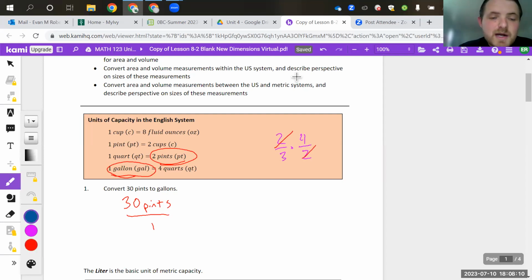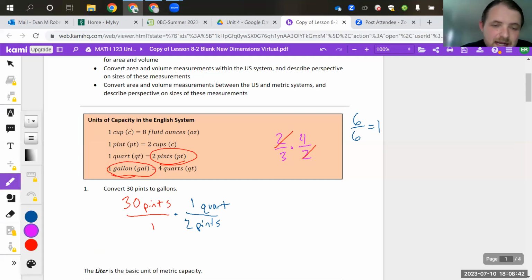So what I know about pints is that there are 2 pints for every 1 quart. And the reason I'm allowed to do this in blue right here is because 1 quart divided by 2 pints is technically just 1, because they're the exact same thing. Anytime you have the same thing, like a 6 over a 6, that's equal to 1. The same thing is true: 1 quart over 2 pints is just a fancy version of 1. That's why we're allowed to write it like that. As you can see, these pints, one's on top, one's on bottom, so those cancel out, and I'm left with just a quart here.